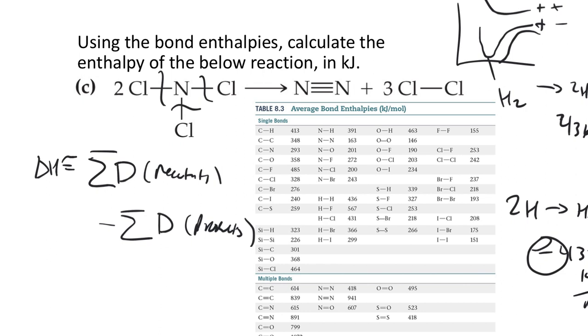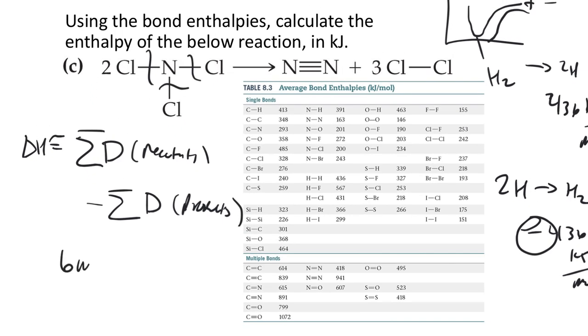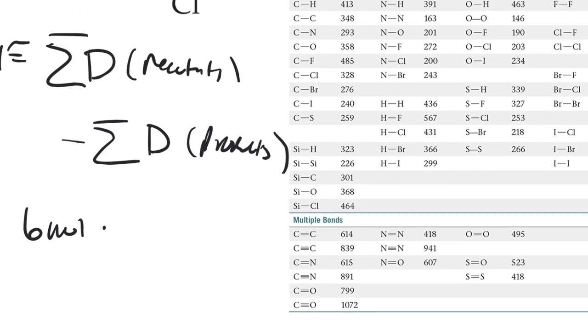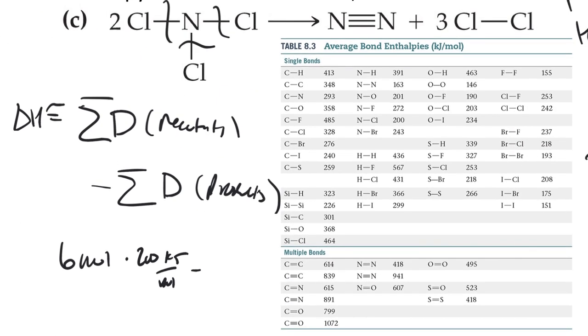We'll show you a structure. You don't necessarily know how to sketch Lewis structures for every compound, so we'll show you a Lewis structure for this topic. And so we have to break 6 moles of the NCl bond. The NCl bond is 200 kJ per mole. Then I have to get back the energy when I make my new bond. So I then subtract the bond energy for nitrogen-nitrogen triple. So that's 1 bond times 941 kJ per mole.